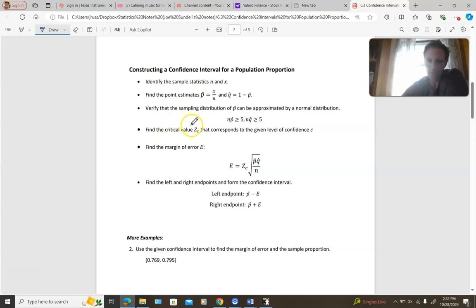Then we're going to find that critical value, or that critical z-score that's associated with that specific level of confidence. So we've been doing this. Now we're going to calculate the margin of error once we know those parameters. And then, like always, whatever that margin of error is, we're going to both subtract it and add it to our point estimate to get the lower and the upper bound of our confidence interval, okay?